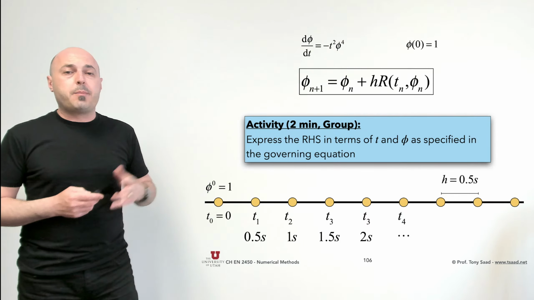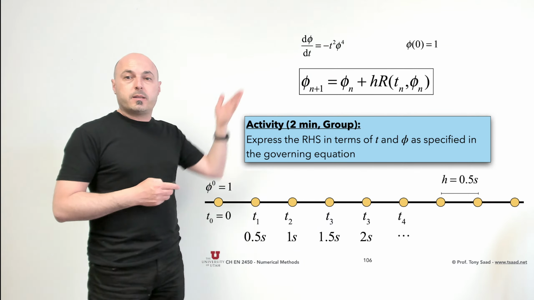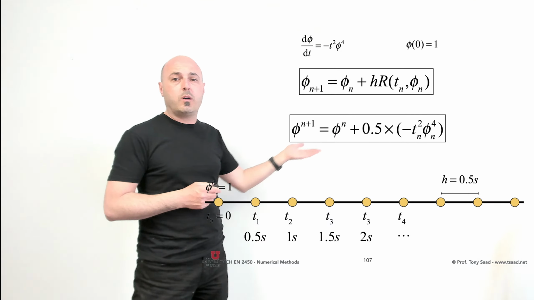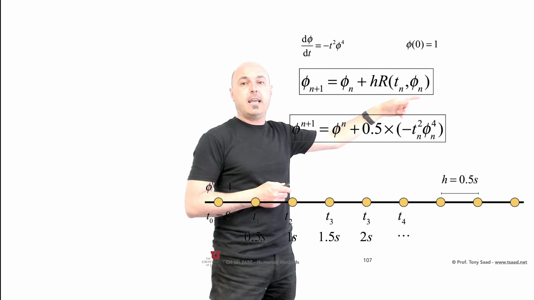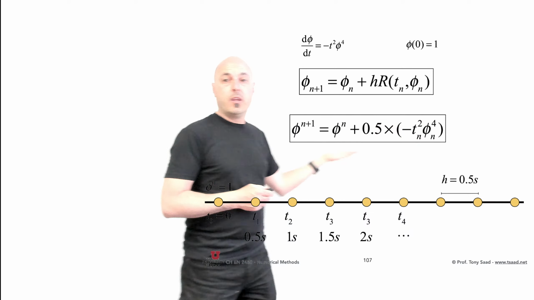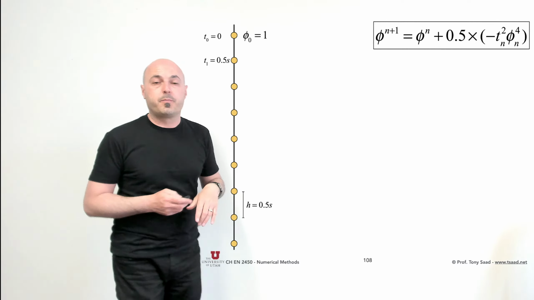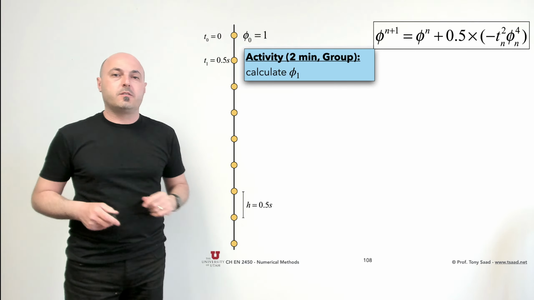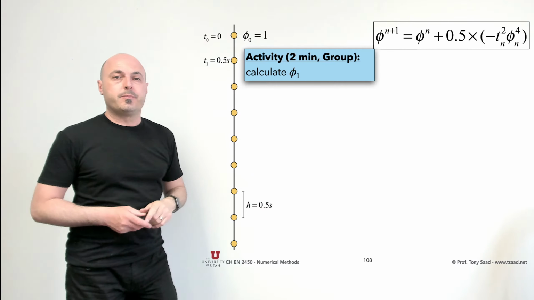All right. So first step, I want you to express the right-hand side in terms of t and phi as specified in the governing equation. Very simply, phi n plus 1 is phi n plus delta t, which is 0.5, times the right-hand side at t n and phi n, so times minus t n squared times phi n to the fourth. So if you know everything at n, you can predict the state at n plus 1. Next, I want you to calculate phi 1 numerically. Pause the video, go ahead, do the calculation using this formula, okay?